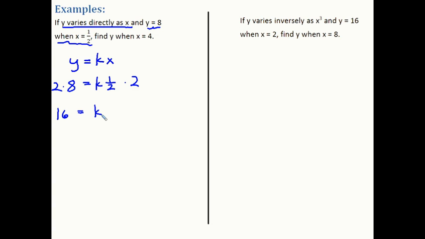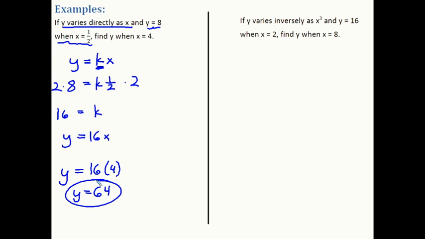Once we find our constant of variation, we go ahead and write our equation. Instead of putting k in, we know that k is 16, so y equals 16x. And that's our general equation for this situation. We can go ahead and find y when x equals 4. So finally, to answer our question, we're going to plug in 4, and we see that y is equal to 64. And that's the answer to that.